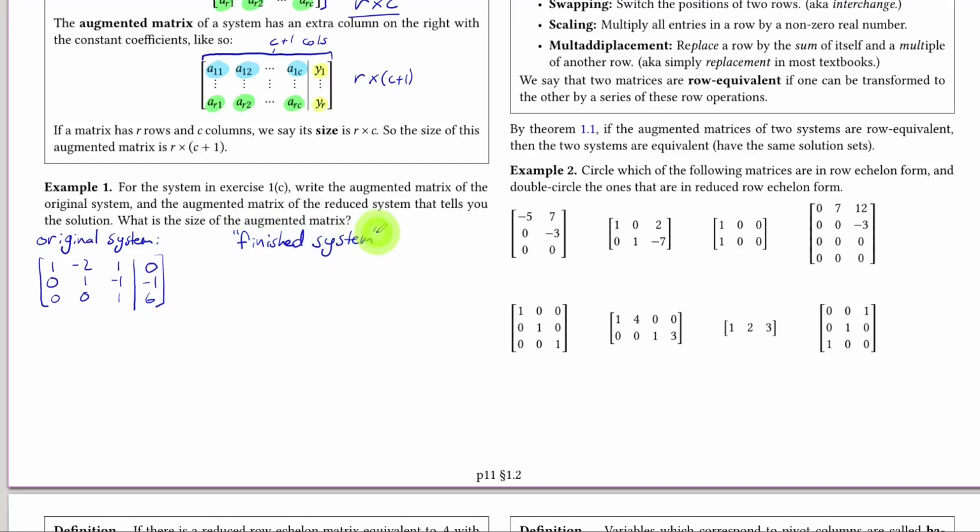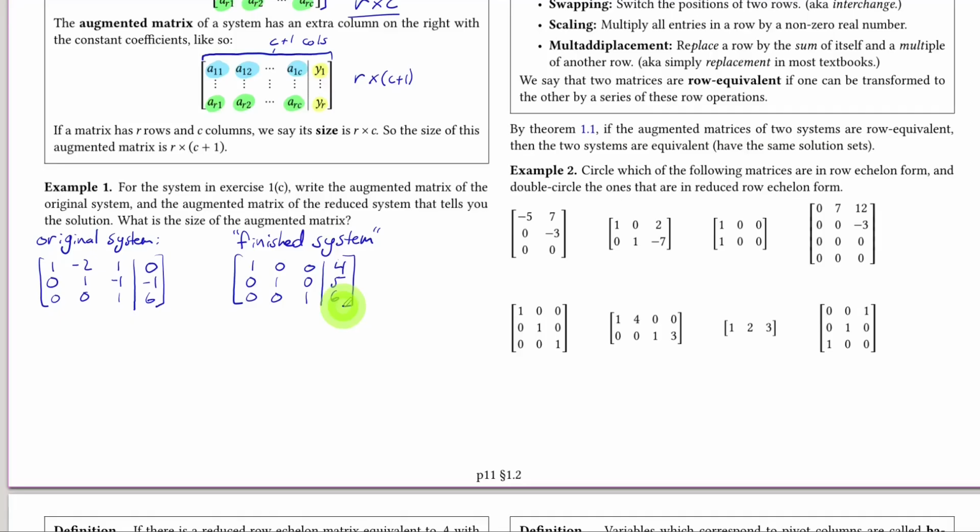Now, there's also the system that tells you the solution. Like, we finished doing all the Gaussian elimination. That was just x1 plus 0 x2 plus 0 x3 equals 4. The second equation was 0 x1 plus 1 x2 plus 0 x3 equals 5. Then we had 0 x1, 0 x2, 1 x3 equals 6. That is a simplified way of writing those systems of equations.